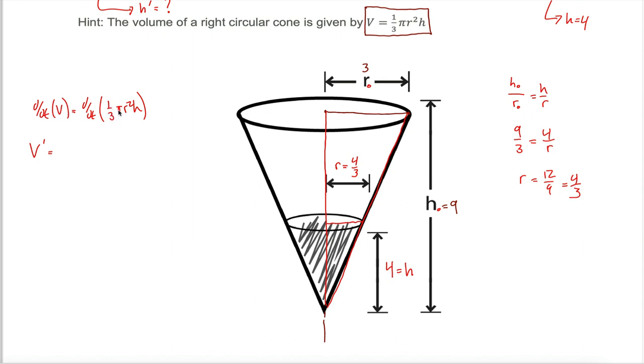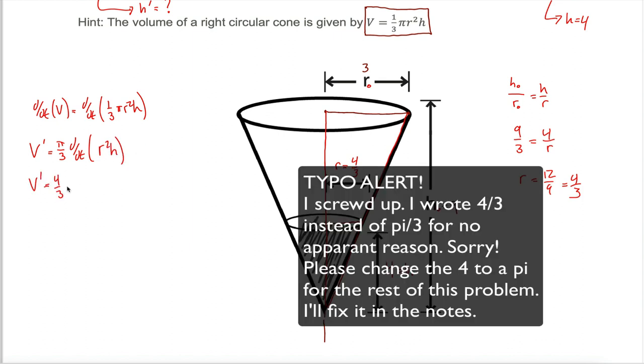Maybe it'll help if you can recognize that 1/3 and pi are just constants. So we can pull that 1/3 and that pi out in front. And what we have left is to take the derivative of r squared h. The derivative of r squared h is not obvious at all. What you want to see here is first we have a product rule. It's something, r squared, times something else, h.